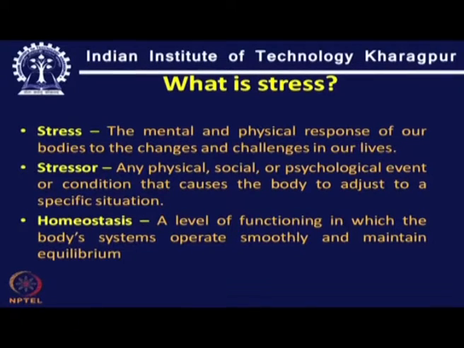So, stress consists of the mental and physical response of our bodies to the changes and challenges in our lives. A stressor is any physical, social, or psychological event or condition that causes the body to adjust to a specific situation. And homeostasis is a level of functioning in which the body systems operate smoothly and maintain equilibrium.